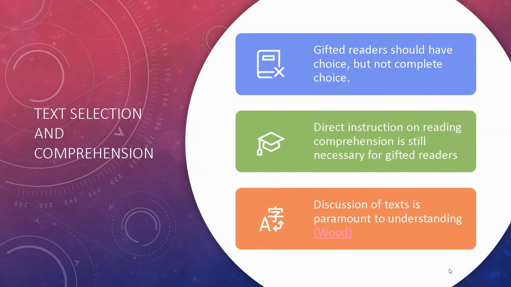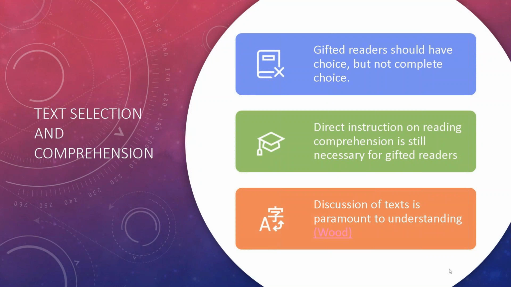Next, we have text selection and comprehension. So this might seem a little bit contradictory to what I previously said, but gifted readers should be given a choice in what they read, but they should not have complete choice. Essentially, we don't want our gifted readers to just be reading the same book over and over again, or the same genre over and over again. Instead, we want to give them controlled options.